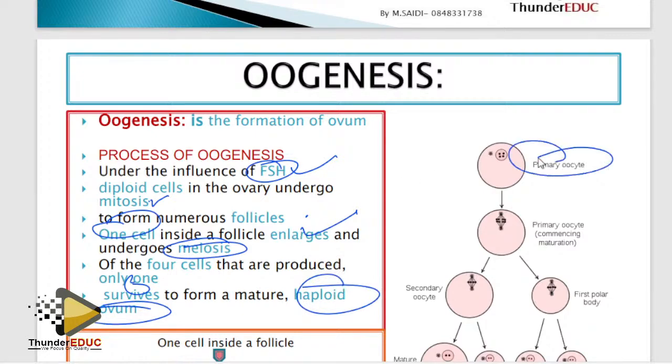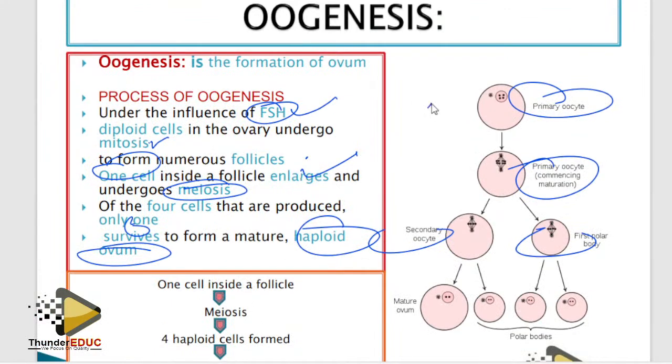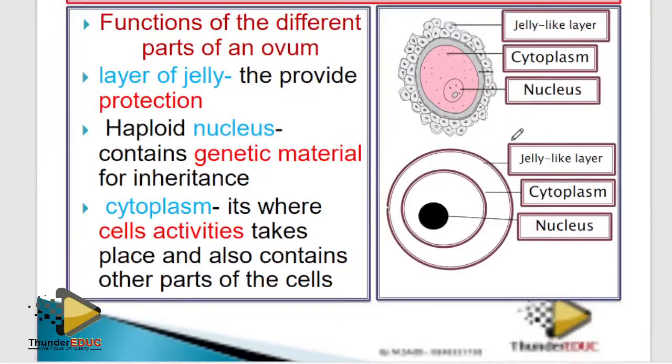Guys, we don't want these things. We bring this diagram to know that this is 2n, this is 2n, this is now 1n, this is 1n. If this is human, how many chromosomes? This is 46, 46, 23, 23. We bring this diagram just to confuse you. That's all. No complication here, I repeat. Let's go to the next one.